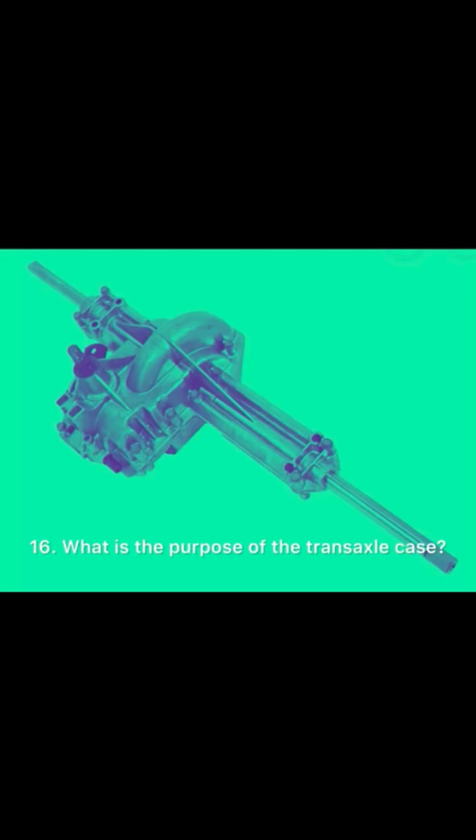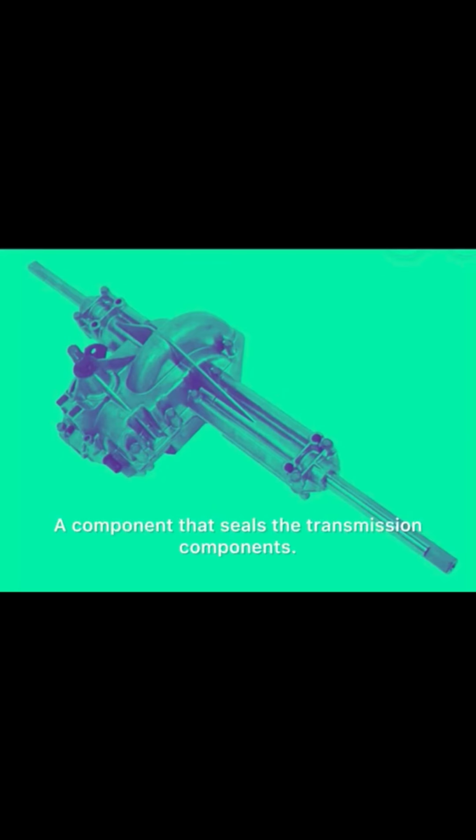14. What is a common cause of transaxle failure? Lack of maintenance, overheating, or poor lubrication. 15. What is the function of the shift solenoids in an automatic transaxle? To control the gear shifts. 16. What is the purpose of the transaxle case? To house the transmission components. 17. What is a transaxle seal? A component that seals the transmission components.